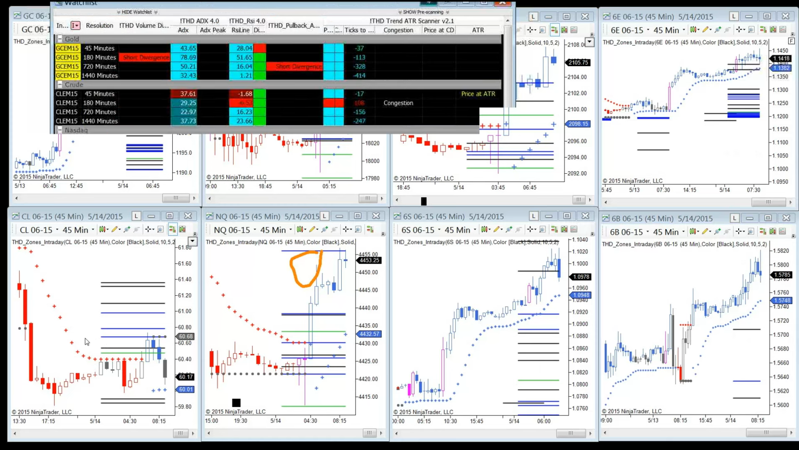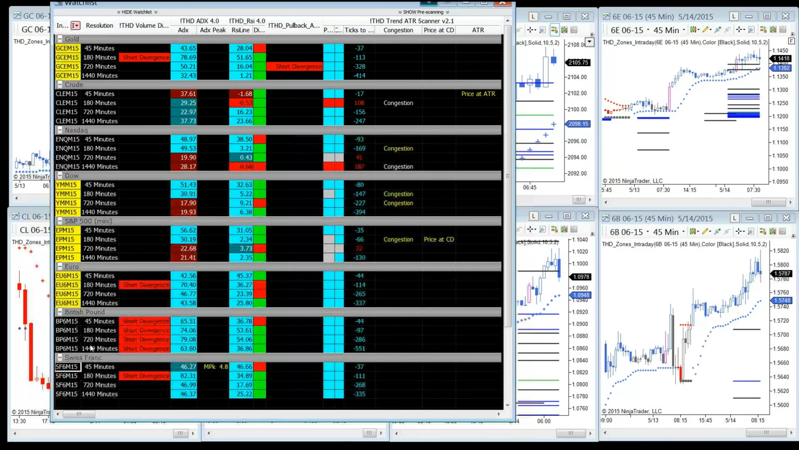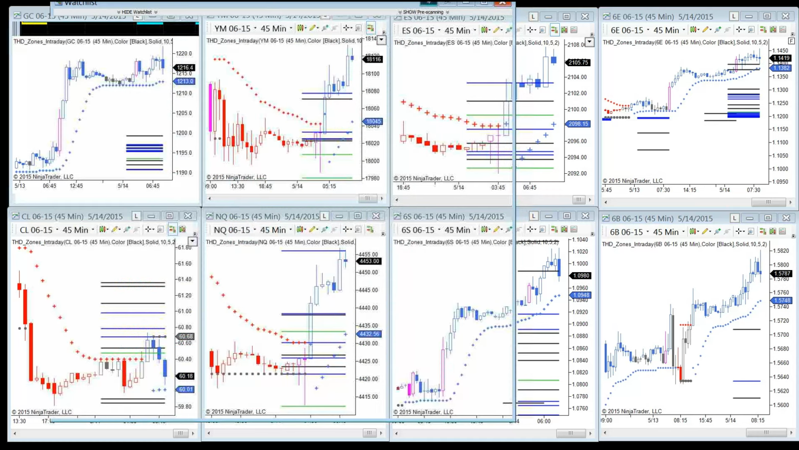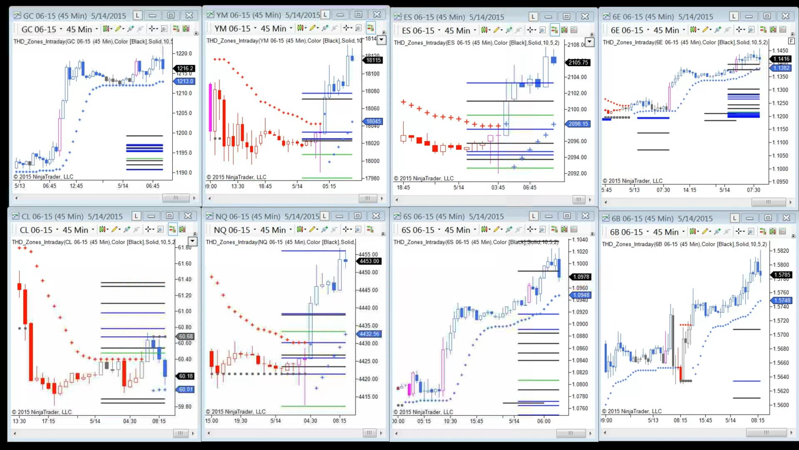This short divergence on the 720-minute chart, the short divergence on the 1440, if they hold true, you know, it could take us through the rest of the week. But I don't have that option. Does everybody understand that?